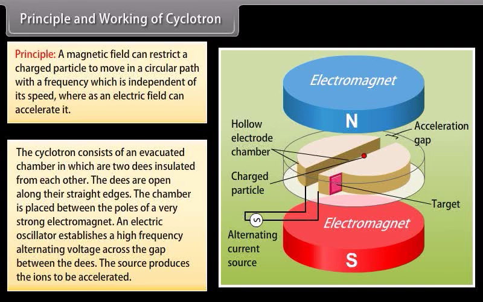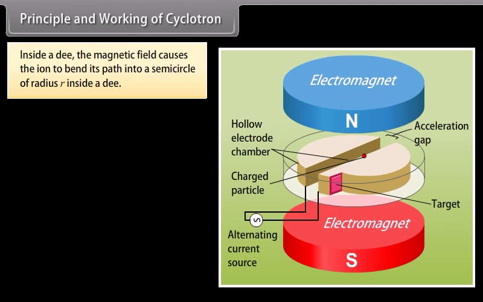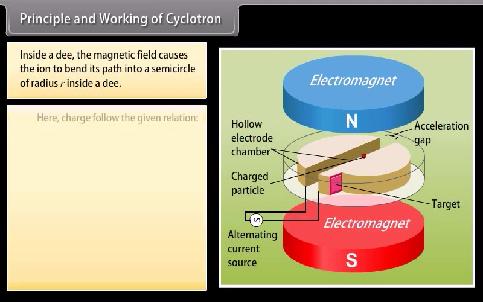Suppose an ion with a positive charge Q and mass m is at the center of the gap when D1 is at negative potential with respect to D2. The ion is accelerated across the gap by the electric field between the Ds towards D1. Inside a D, the magnetic field causes the ion to bend its path into a semicircle of radius r. Here, the charge follows the given relation: QvB is equal to mv squared divided by r.